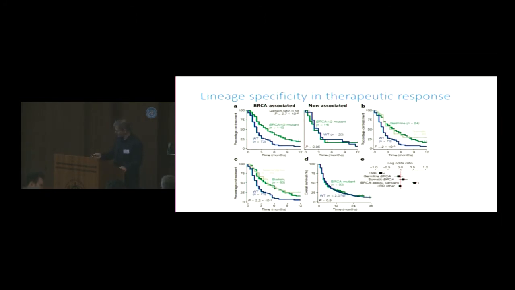Interestingly, just as a sidebar, it turns out that in this case you don't seem to need biallelic mutations in BRCA1 to get a response to PARP, which is an interesting finding, and no evidence for a good response to Pembro.